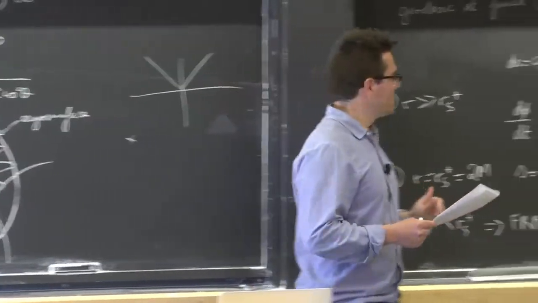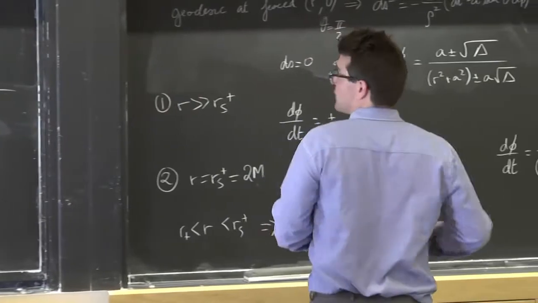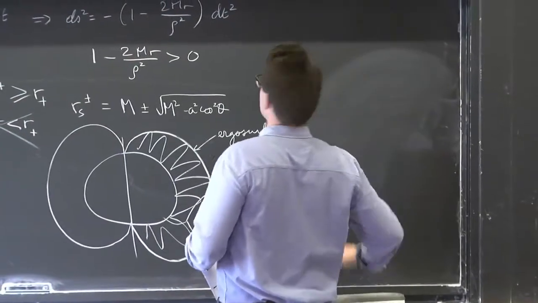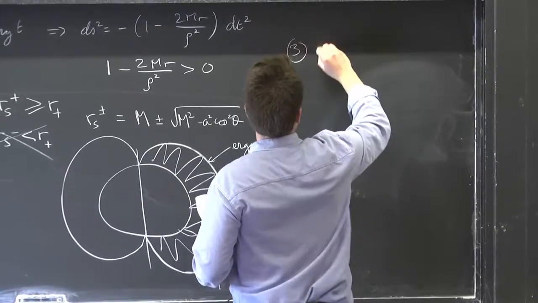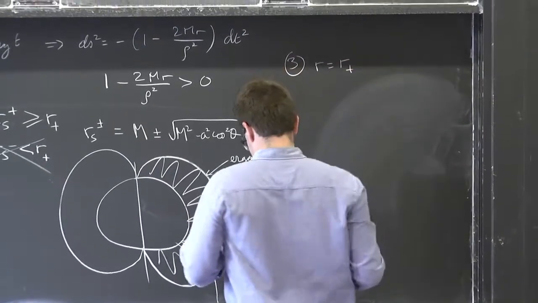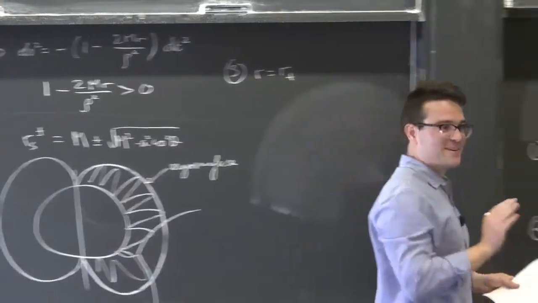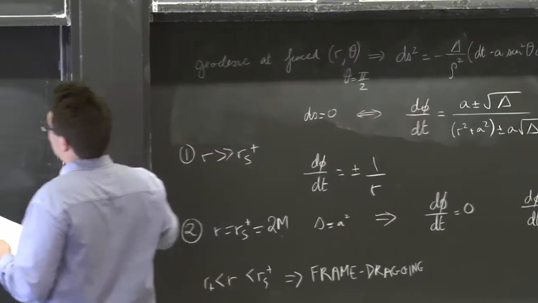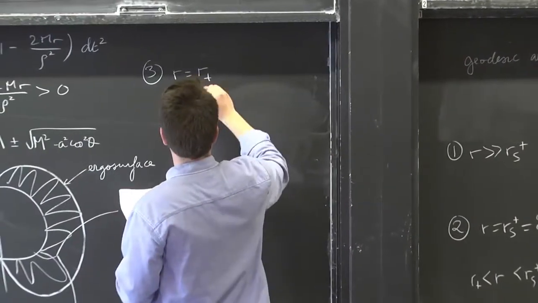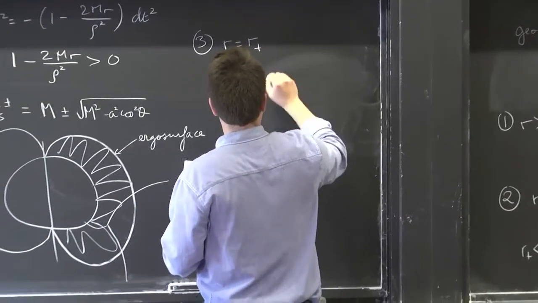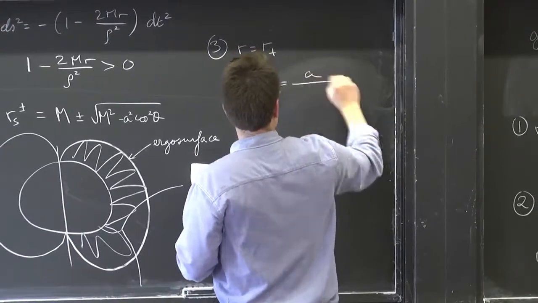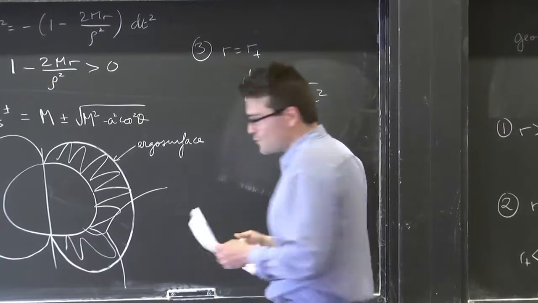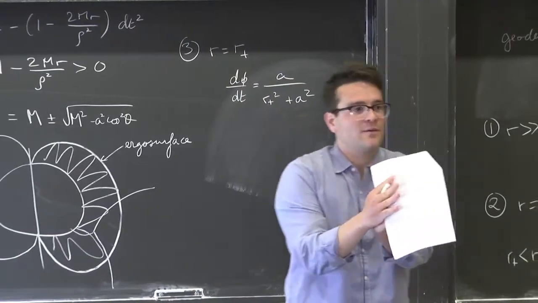And finally, what happens once you reach the horizon? That's the third case I want to discuss. Then something funny happens. This is even funnier. You can see that the two solutions to the equation actually coalesce, and you find that dφ/dt is equal to a over r_+ squared plus a squared, which means that the light cone has closed up.